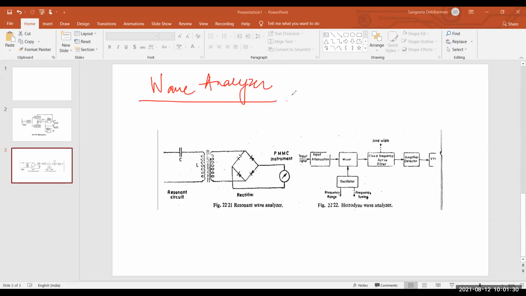Okay, so from this wave analyzer, we can have a spectrum analyzer. In the introduction of the wave analyzer, it is very well known that any periodic waveform can be represented as the sum of the DC component and a series of sinusoidal harmonics. So analysis of any waveform mainly consists of determining the values of the amplitude, frequency, and sometimes the phase angle of the harmonic components.